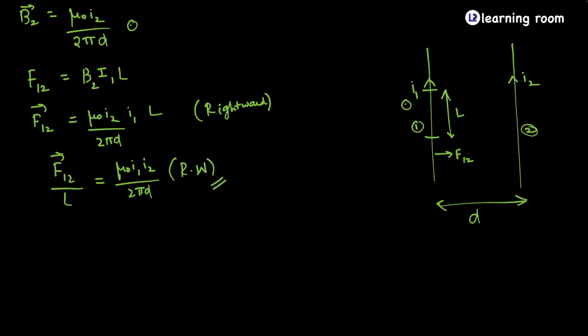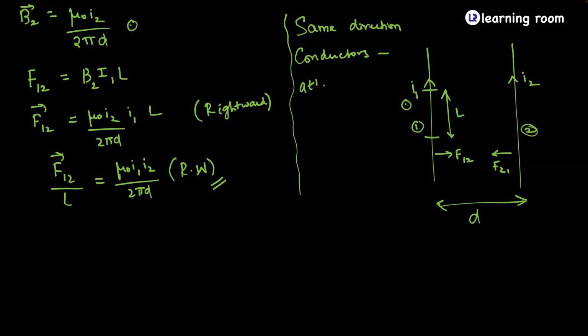Now the question is, in the same scenario, what was the direction of F12? It is to the right. And what is the direction of F21? It is to the left. Listen to this very carefully. Questions are framed based on this only. By looking at the diagram, you should be able to tell. Here the currents are flowing in the same direction, right? So when currents are flowing in the same direction, the conductors attract each other.